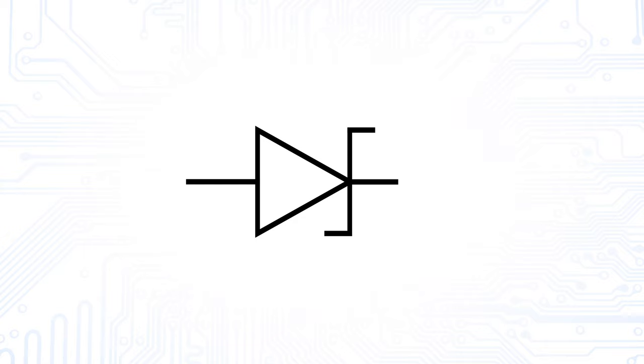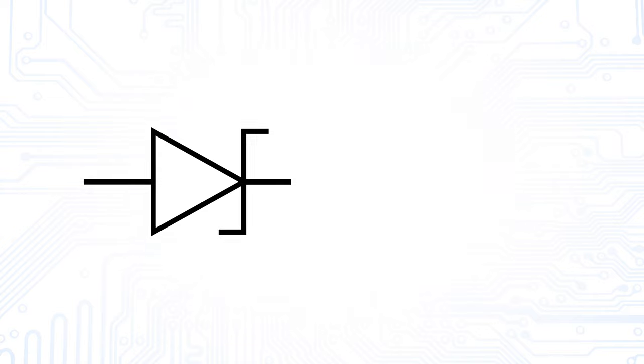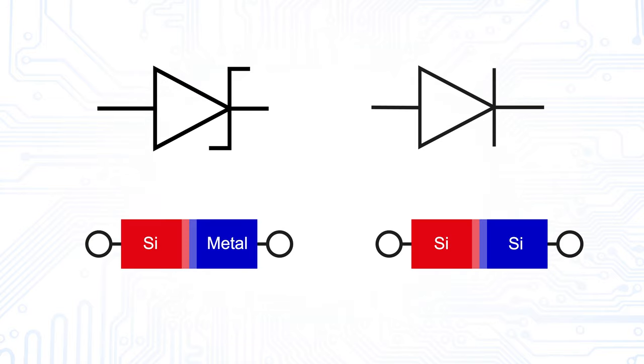Last but not least, I would like to briefly introduce the Schottky diode to you. This type of diode can be found in applications where low forward voltage drop is required because its threshold voltage is lower than the one of a silicon diode. The biggest difference to silicon diodes, however, is the structure of a Schottky diode. In contrast to a silicon diode, it does not consist of a semiconductor-semiconductor junction, but of a metal-semiconductor junction, which leads to the mentioned lower threshold voltage. But the big disadvantage of Schottky diodes is their rather large reverse current.